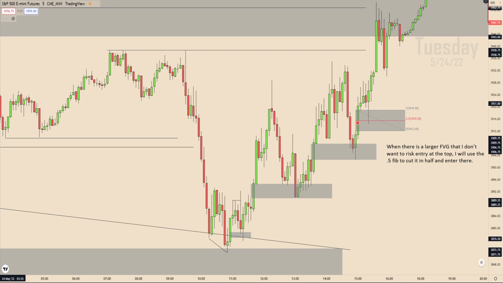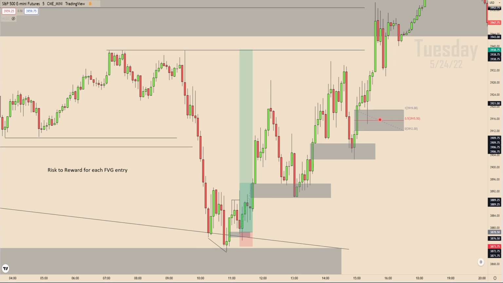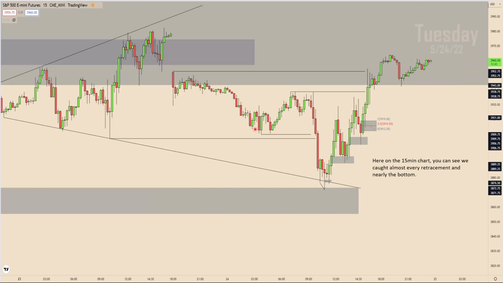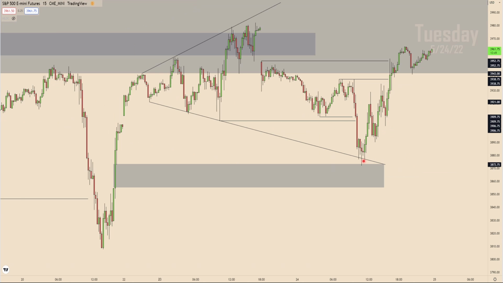However, you see how this fair value gap is very large. I like to use a 0.5 fib, put it in there. You might not always get entry, but instead of having a risk that is from like there to there, you cut it nearly in half. So risk to reward for each fair value gap to these initial equal or relative equal highs looked something like this. And if you look back out on a 15-minute chart, those 5-minute entries gave you almost nearly every retracement.